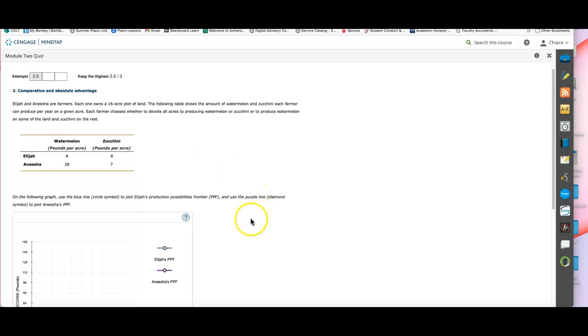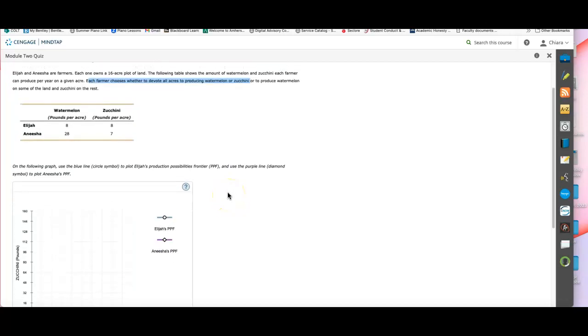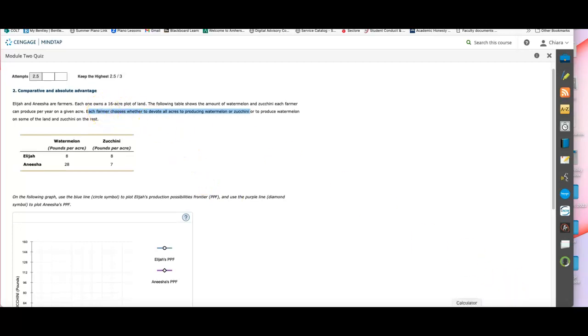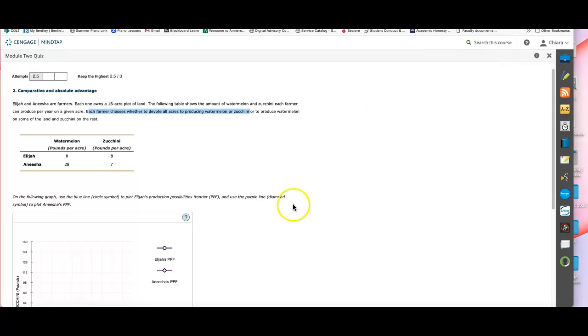So now on the following graph, I need to graph the production possibility curve. It's going to be a straight line. It says each farmer chooses whether to devote all the acres to producing watermelon or zucchini, or vice versa. So with Elijah, if he produces only watermelon, we said it's 8 pounds per acre and we have 16 acres. Let's pull up the calculator. We're going to do 16 acres times the 8 pounds per acre. So it's 128. And I know it's going to be 128 for the zucchini because we have 8 pounds of zucchini too.